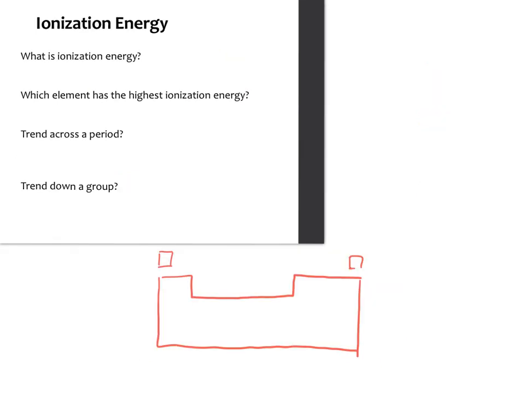Alright, now ionization energy kind of goes hand in hand with electronegativity. Ionization energy, on the other hand, is like an energy shield. It's basically how much energy is needed to remove a valence electron. So this is an energy shield that protects the valence electrons for some of these elements here.